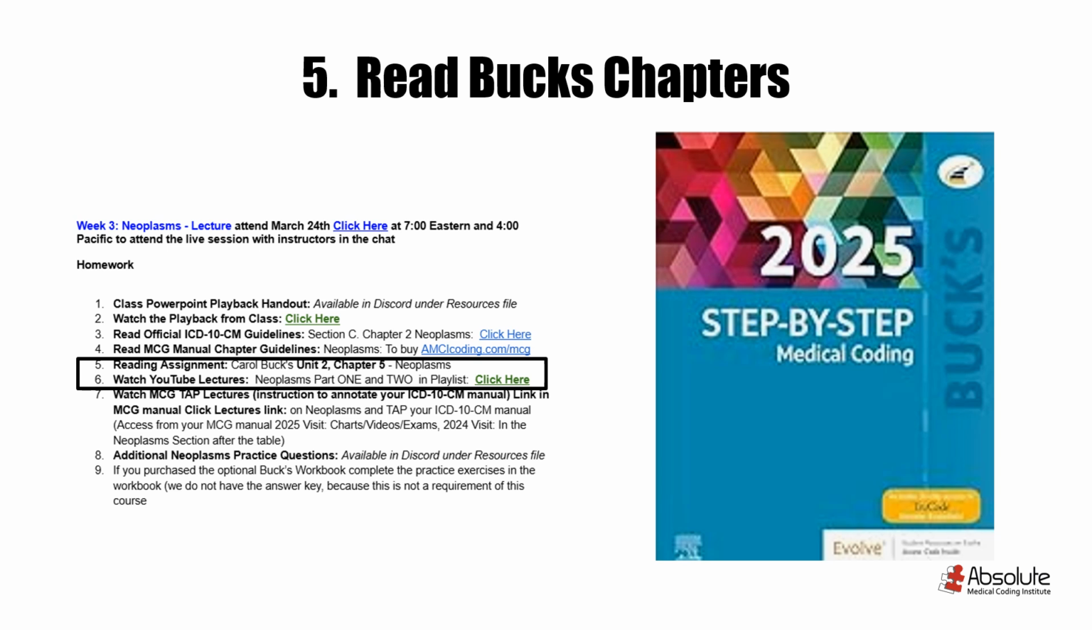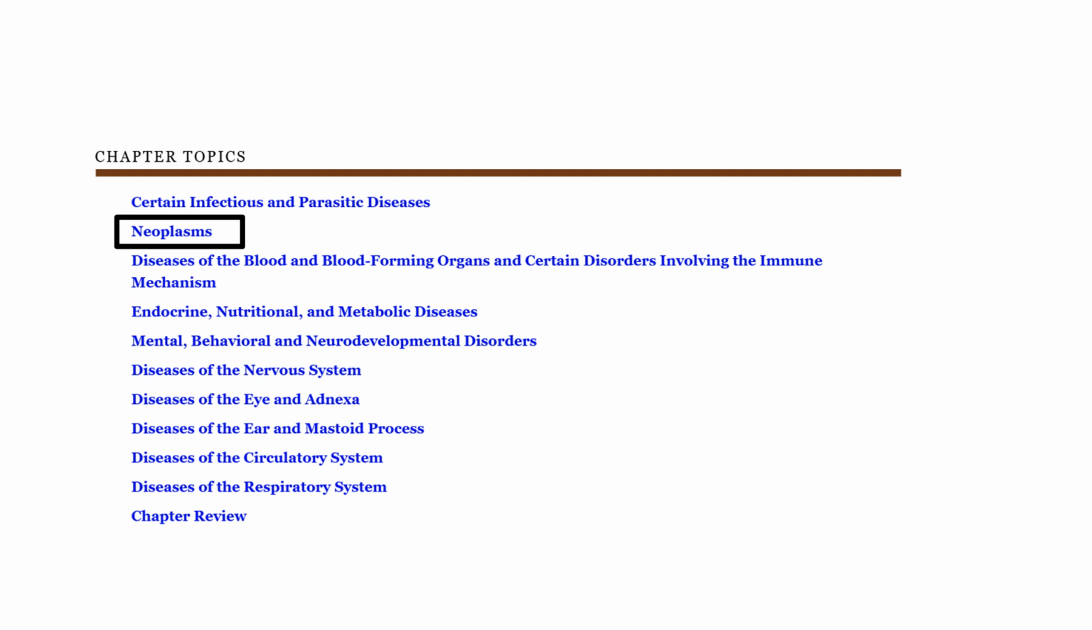Yes, read Buck's, because Buck's has the guidelines preceding the reading. So you can bypass everything. You can read the guidelines in your Buck's manual. They just don't have the sequencing order like the AMCI MCG manual. So go ahead and do that and read all of the assignments.